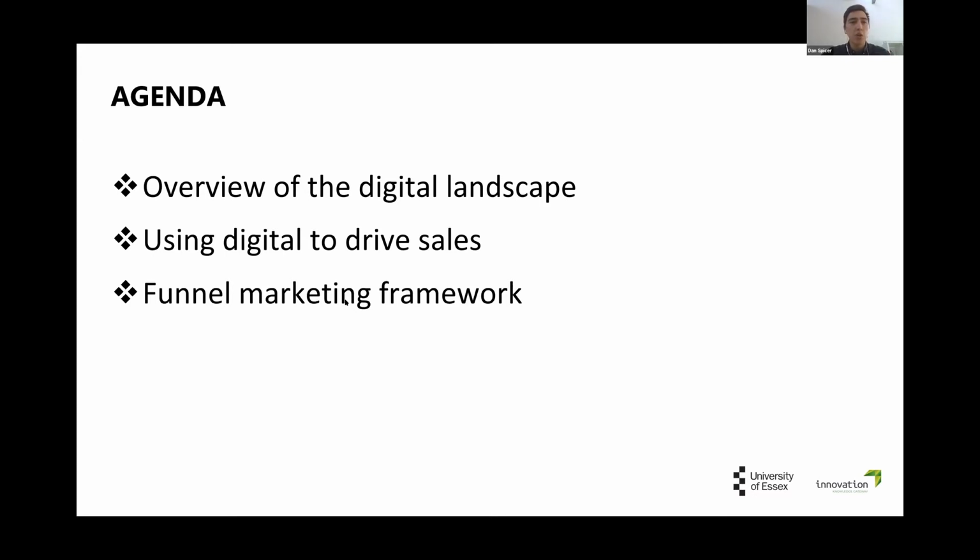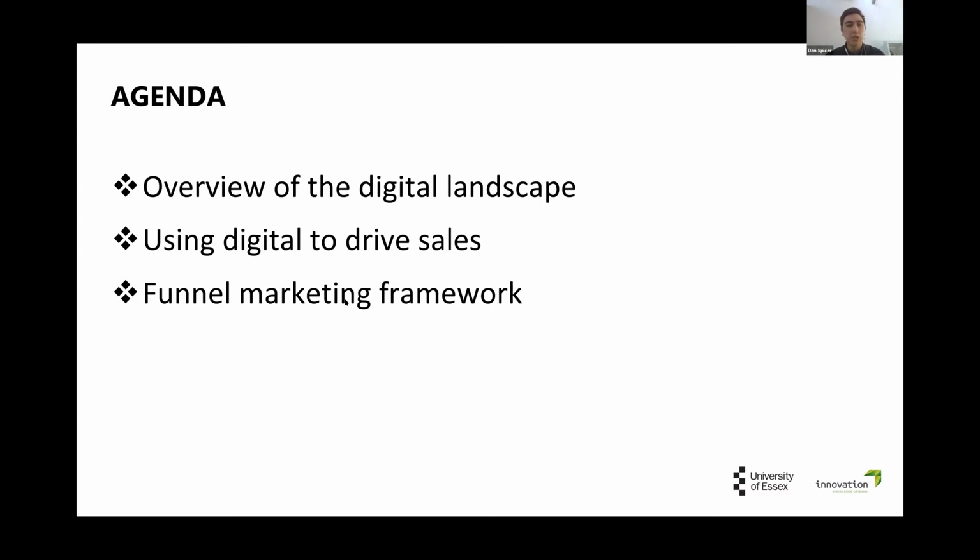First of all, I'm going to start with an overview of the digital marketing landscape, really just where we were 3 years ago, where we are now, and some of the key things you should be considering for your business. We'll then look more broadly at how to use digital to drive sales and some of those key fundamentals that we should be thinking about.